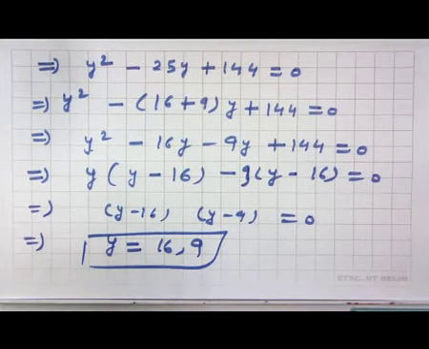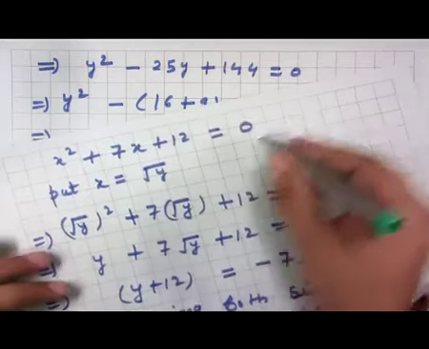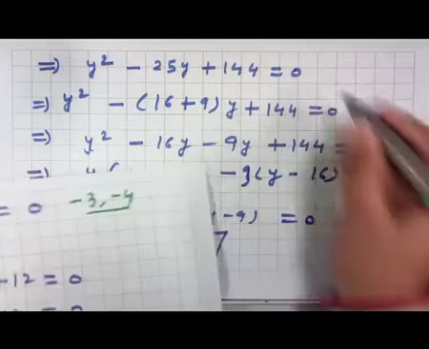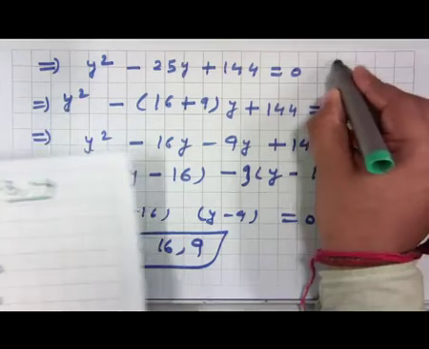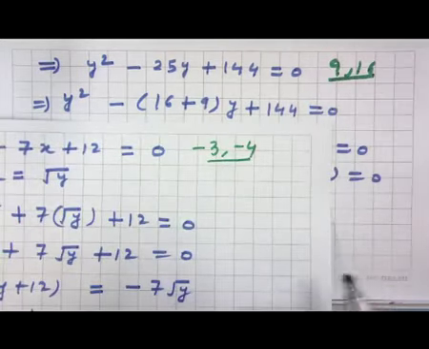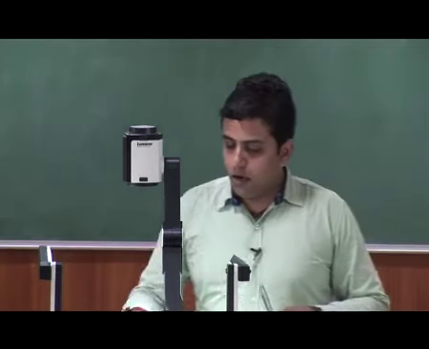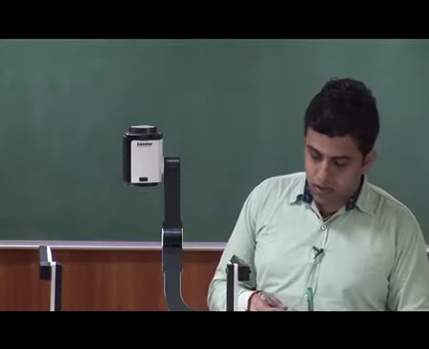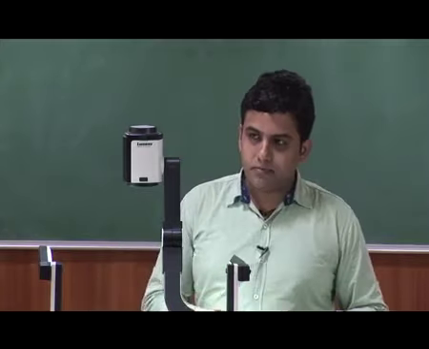Now, the roots of the first quadratic equation are minus 3 and minus 4, and the roots of this equation are 9 and 16, which are the squares of the roots of the given quadratic equation. Now we shall discuss quadratic equations whose roots are common.